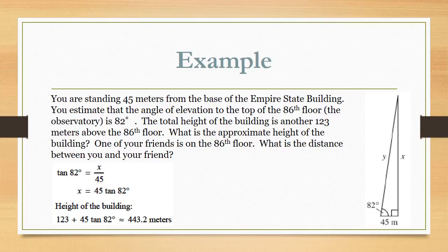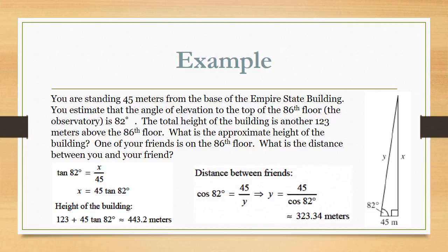Now as far as the distance between us and our friend, the cosine of 82 is 45 over y. Now be really careful with this. It's very easy to make a mistake on this. If we multiply both sides by y and then divide by cosine of 82, that'll get y by itself. We'll have 45 over cosine of 82, which means that our straight distance between where we are and our friend is 323.34 meters.